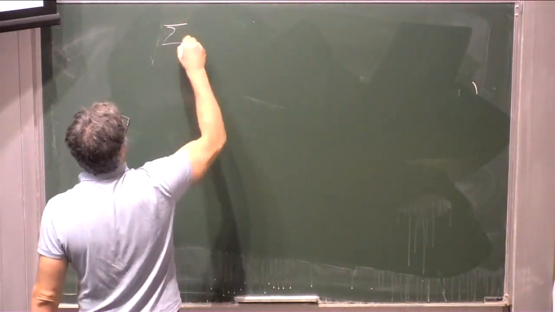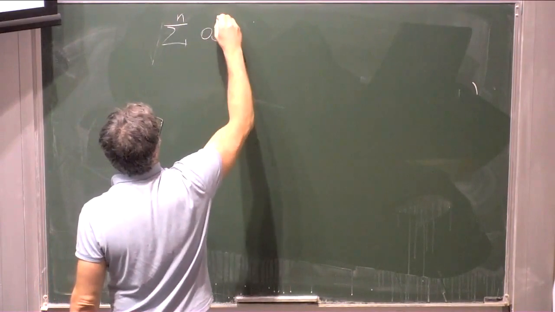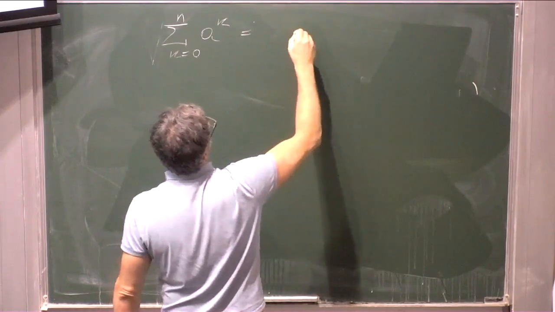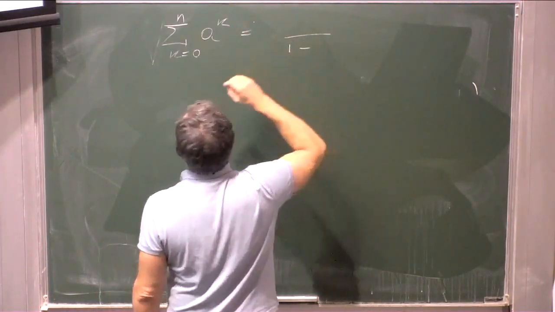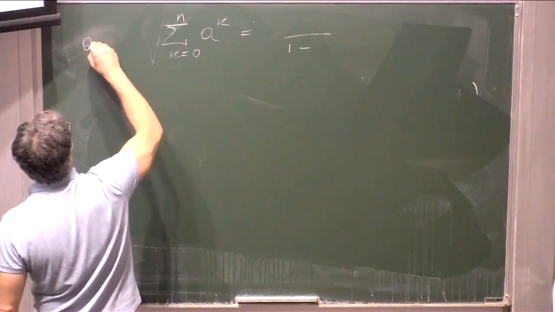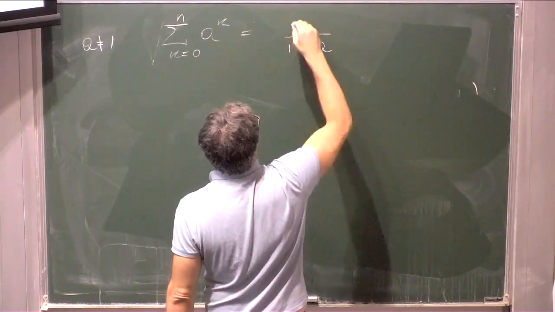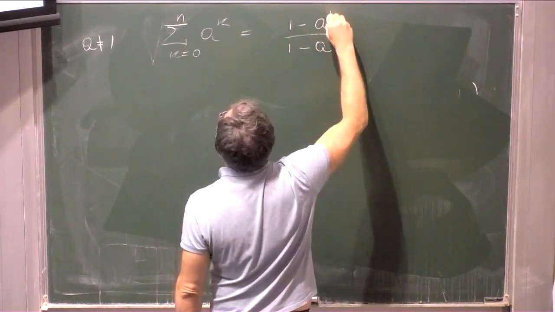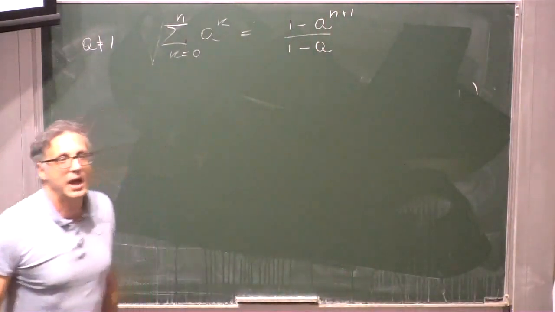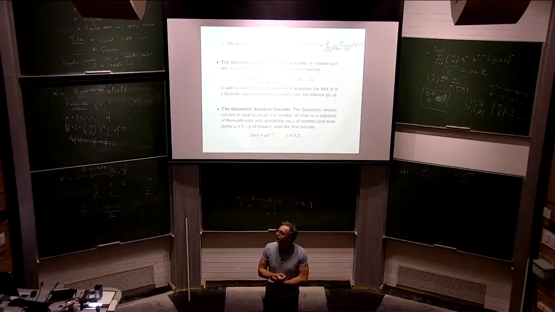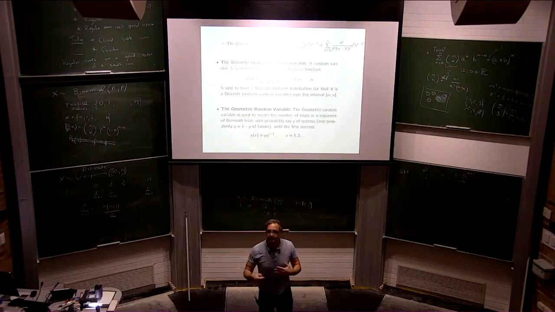I'm not sure if this will work here. It's wet, but let's try. Sum up to n of a to the power k, k going from 0 to n, is equal to what? If a is different from 1, it is 1 minus a to the power n plus 1, over 1 minus a. Have you seen this? Never? Do you have a minute? Can I go 30 seconds?